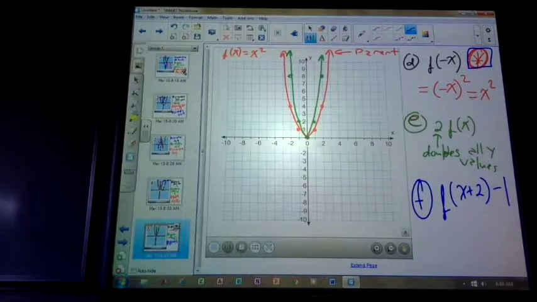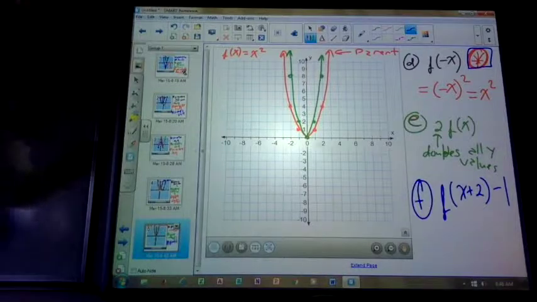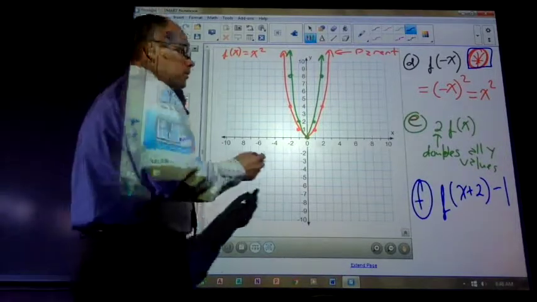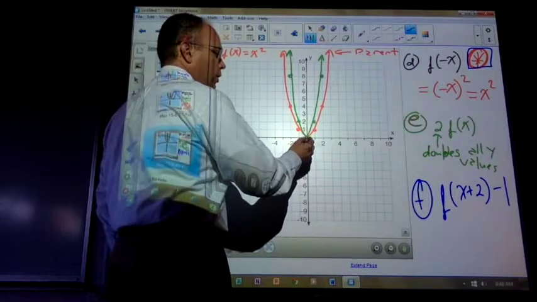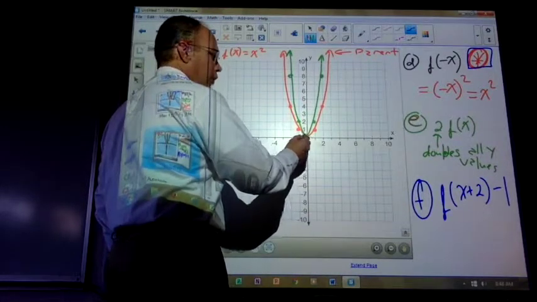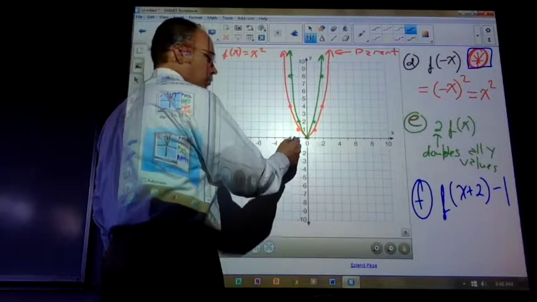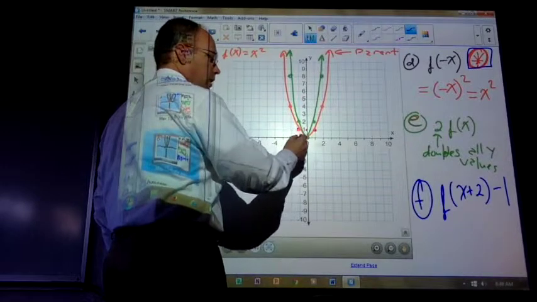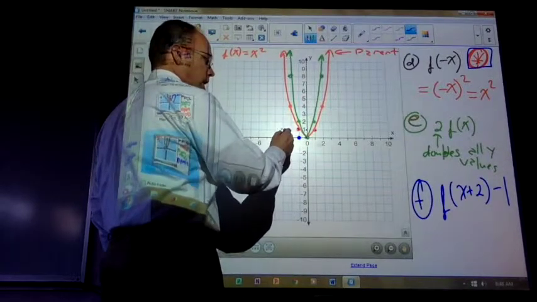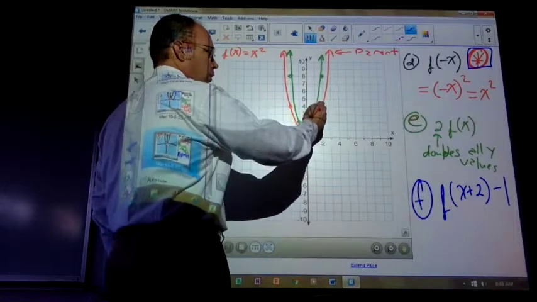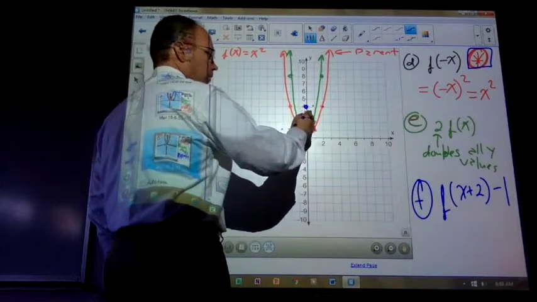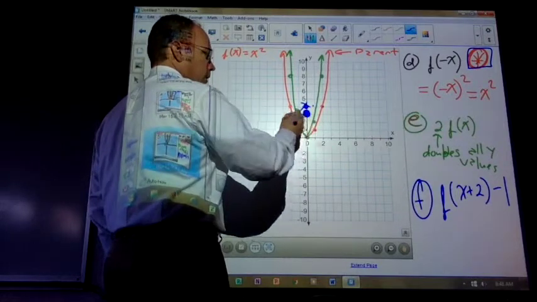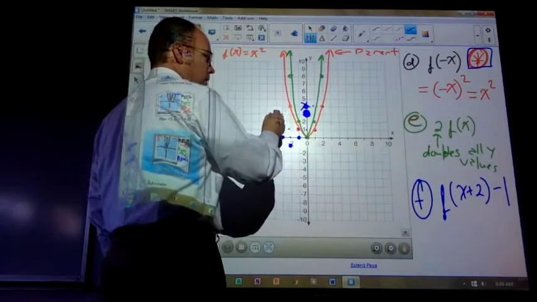This one's x plus 2. It's going to shift it left 2. What does the negative 1 do? Moves it down. Ready? Parent function is the red one. So this point here, I'm going to shift it left 2 and down 1. There's my vertex. This point I'm going to shift left 2, down 1. This point, left 2, down 1. This point, shift left 2, down 1.